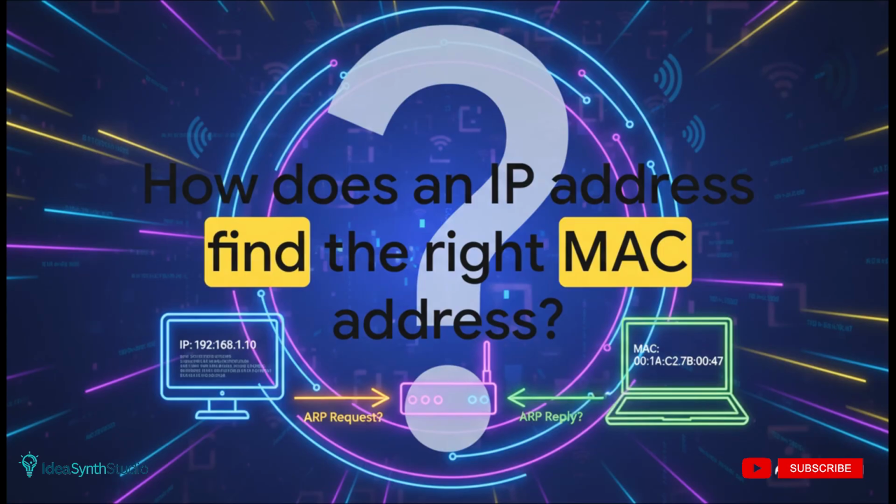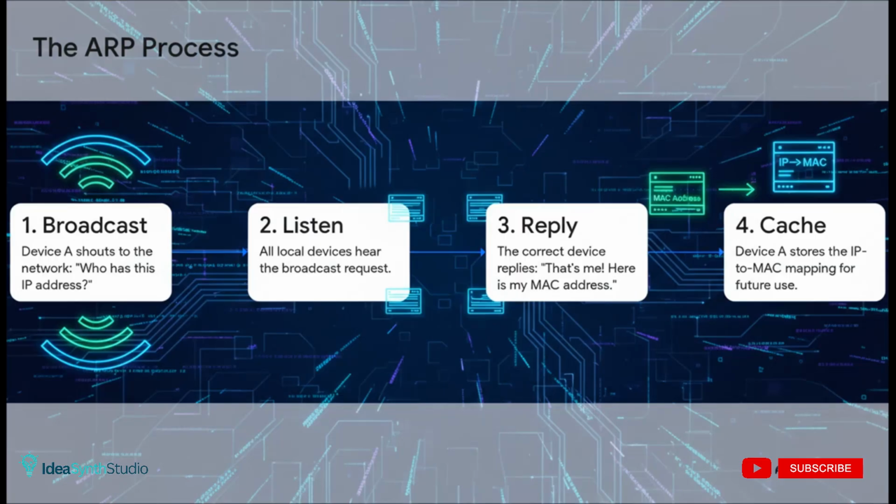How on earth does your computer translate a command like "send this to IP address 192.168.1.10" into "okay, I need to send this to the specific device with the MAC address 00:1a:c2:7b:00:47"? Well, the solution is this really clever translator called the Address Resolution Protocol, or ARP. It's simple, but it's brilliant.